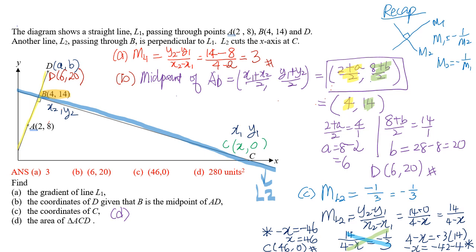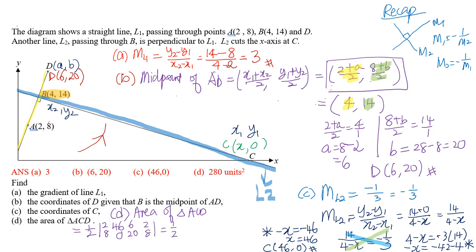So, area. Remember the half there. A lot of students forgot the half. A lot of students also forgot to take it in the anti-clockwise direction. So let's arrange the coordinates. Again, I'm going to start with point A, which is (2, 8). Then go on to point C, that is (46, 0). And then point D, (6, 20), and go back to point A, (2, 8).